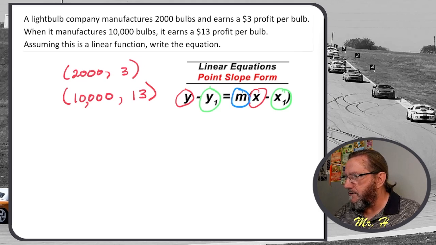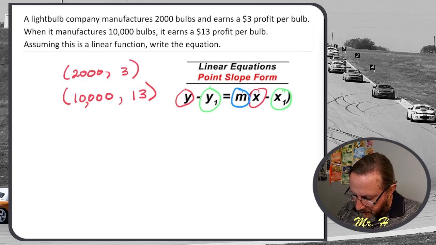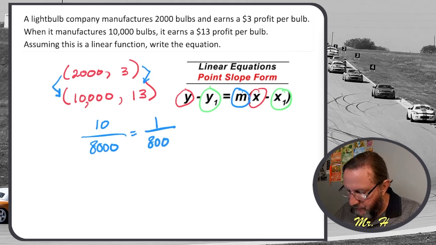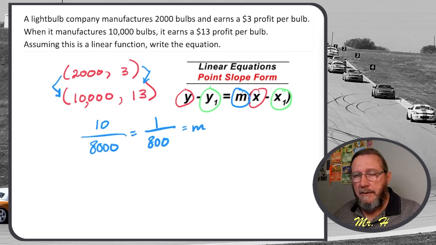Well, I can either do it conceptually and notice that from 3 to 13, the y value changes by 10, and from 2,000 to 10,000, the x value is changing by 8,000. Now I can reduce that, divide it both by 10. That's going to be 1 over 800. So that is going to be my slope. It doesn't reduce, it doesn't divide out evenly or anything. So that is simply my slope. Okay. Now if you say, Mr. Harrington, use the formula, I use the formula.